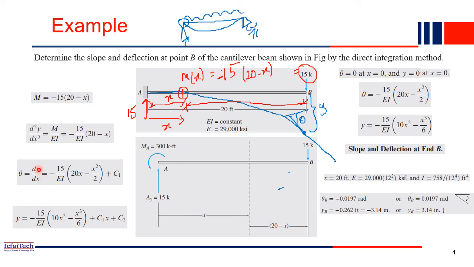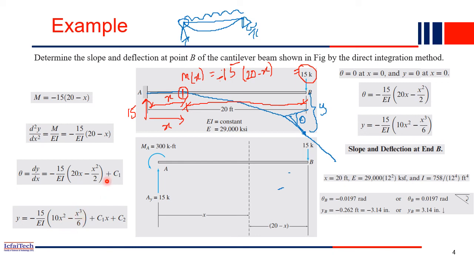Now similarly, if you integrate one more time in this equation, because our main objective is to find theta and y, so you will get y now. If you integrate this entire part, 15 by EI is anyway a constant, it will be outside. And then 20x, what is the integration of 20x? So x will be x square by 2, right? That means 10x square, minus x cube. The integration of x square will be what? X cube by 3.